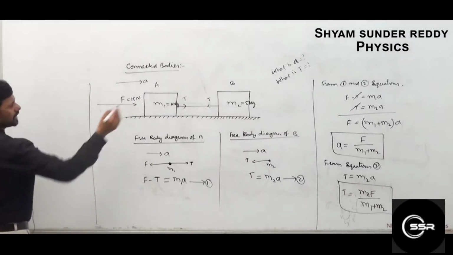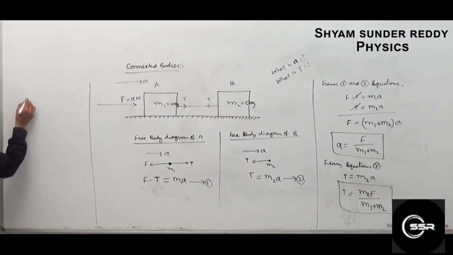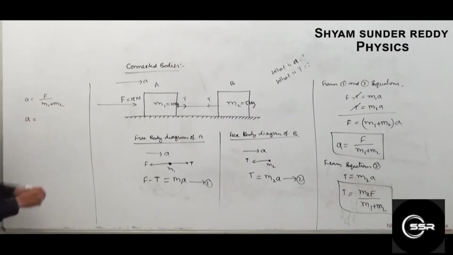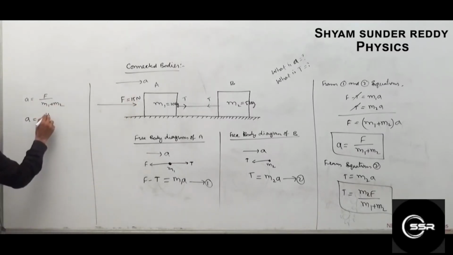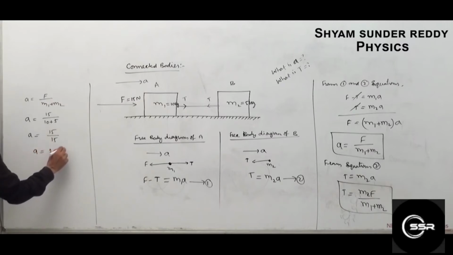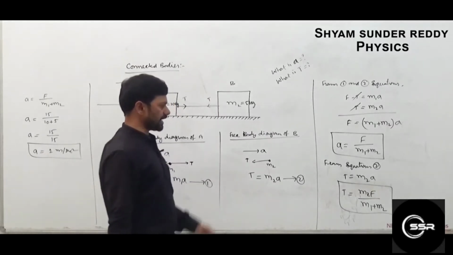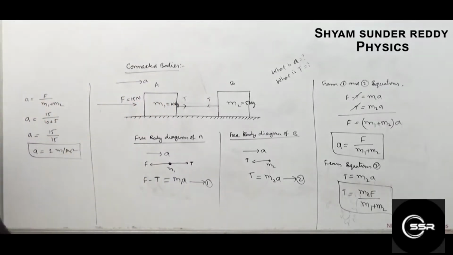See, here A is equal to F by m1 plus m2, right? A is equal to, what is the F value? 15 newtons, and m1 is equal to 10 kgs, m2 is equal to 5 kgs. A is equal to 15 by 15. A is equal to 1 meter per second square. All values are in the SI system. So acceleration A is equal to 1 meter per second square.